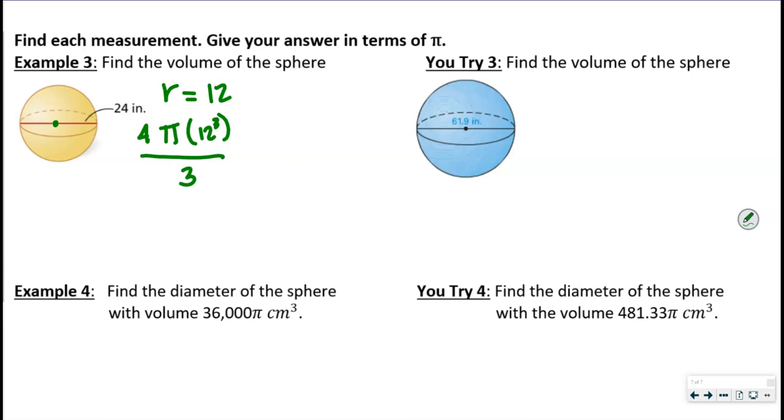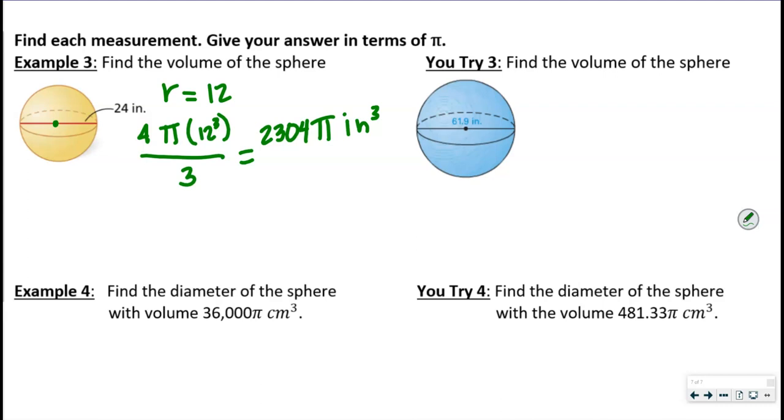So when I did this, I got 2304 pi, and again, this is going to be inches cubed, yes? It says give it in terms of pi. We don't have to give the other answer, right?